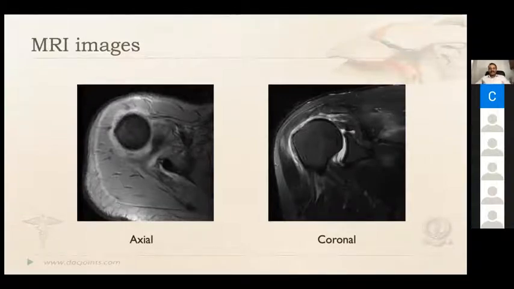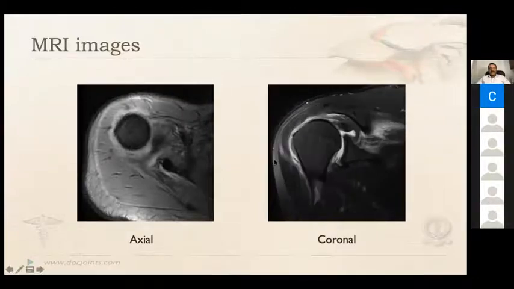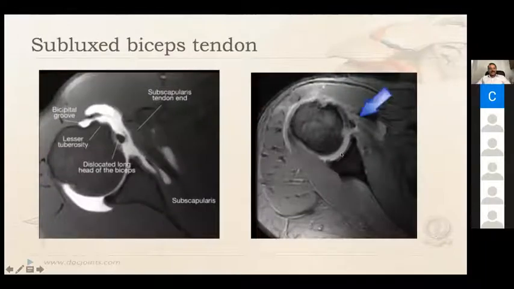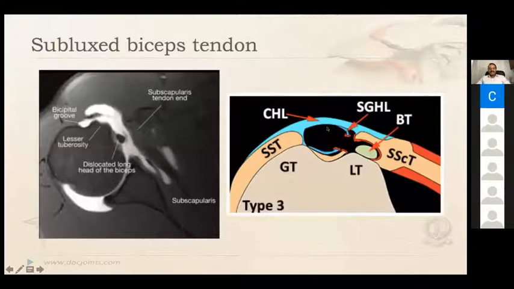Can you do the Goutallier classification in these two views? You need a sagittal image. Okay, a sagittal image of the scapula is required to do the Goutallier classification or staging. Here the muscle appears to be good in this view. There is a subluxed biceps tendon and a subscapularis tear. There is a classification for subscapularis tear. Can you name it?